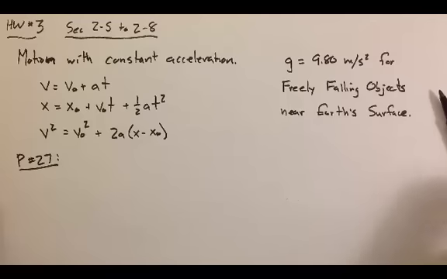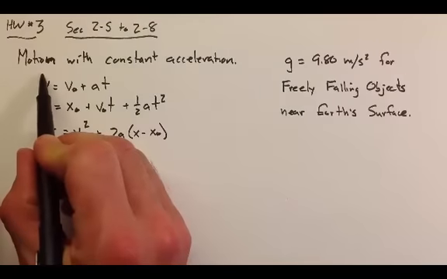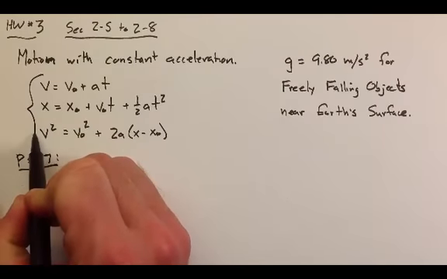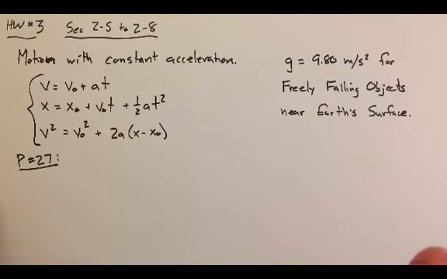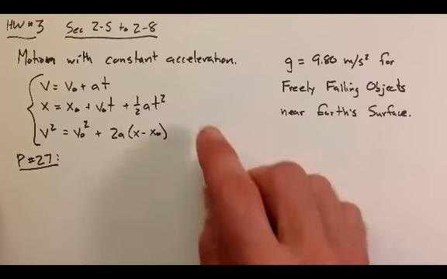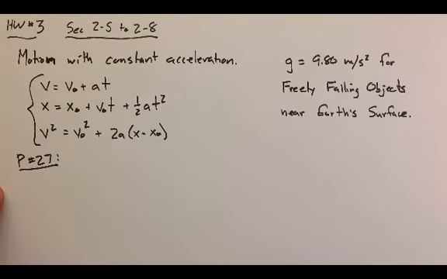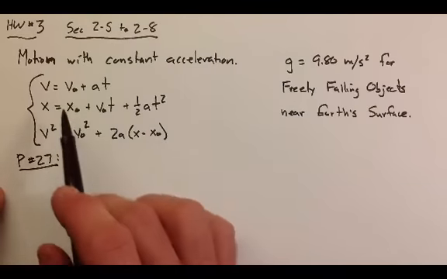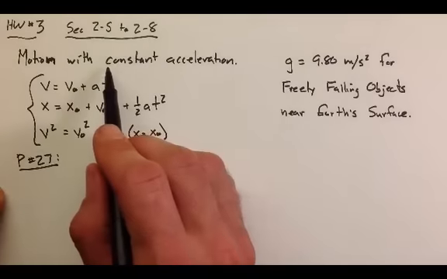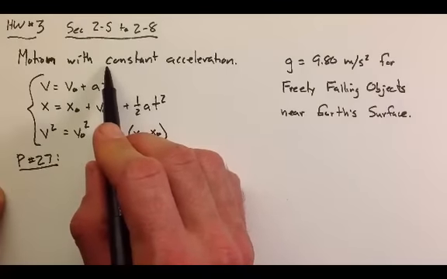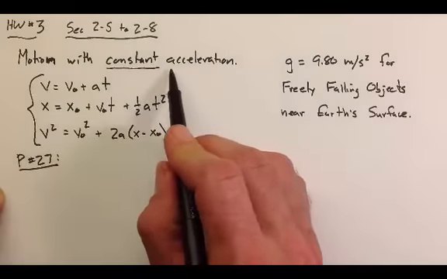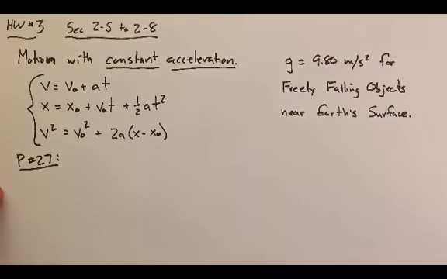Section 2.5 contains probably the 3 equations you are going to use the absolute most this year, okay? These 3 equations are called motion with constant acceleration equations. And as the name implies, in order for these 3 equations to be true, your acceleration must be constant, okay?